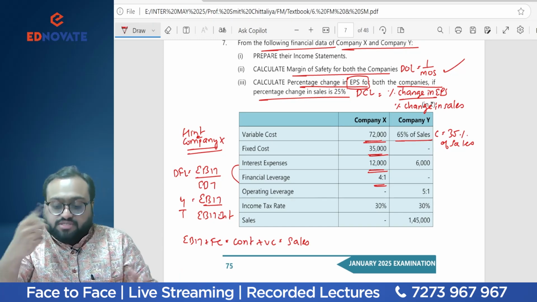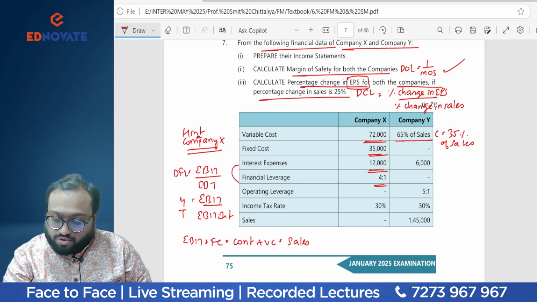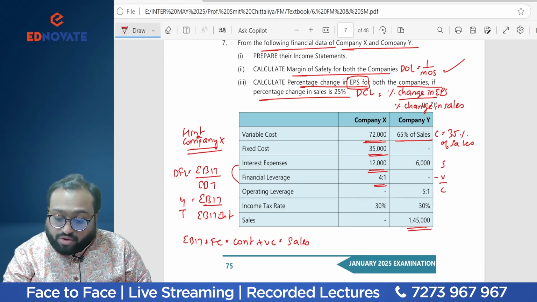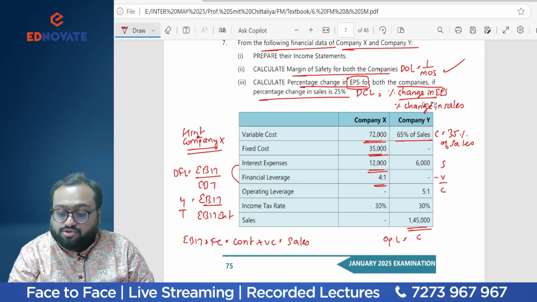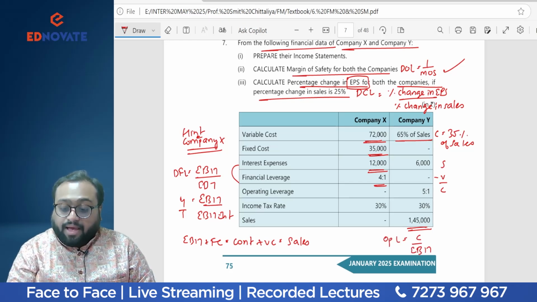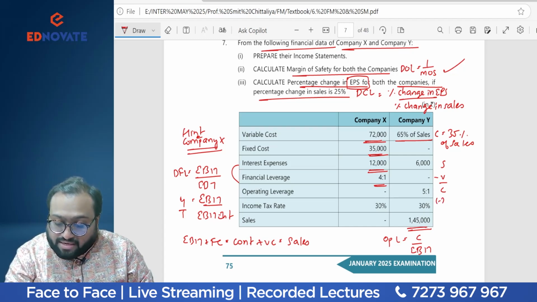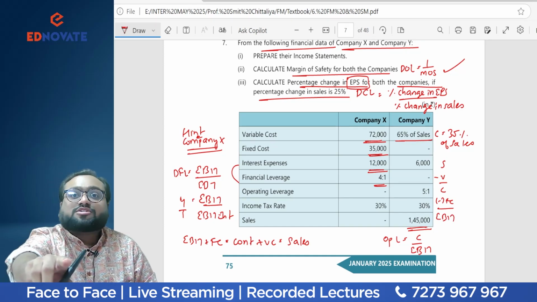So if variable cost is 65%, contribution will be 35% of sales. So I can directly find out, see, I have sales over here. Sales less variable cost, I'll get the contribution. Now after that, what do we have? We have operating leverage. What's the formula of operating leverage? Operating leverage is contribution upon EBIT. I have contribution, I have operating leverage, minus fixed cost. We don't have fixed cost, but we can calculate the EBIT. With the help of EBIT, I'll get the fixed cost.